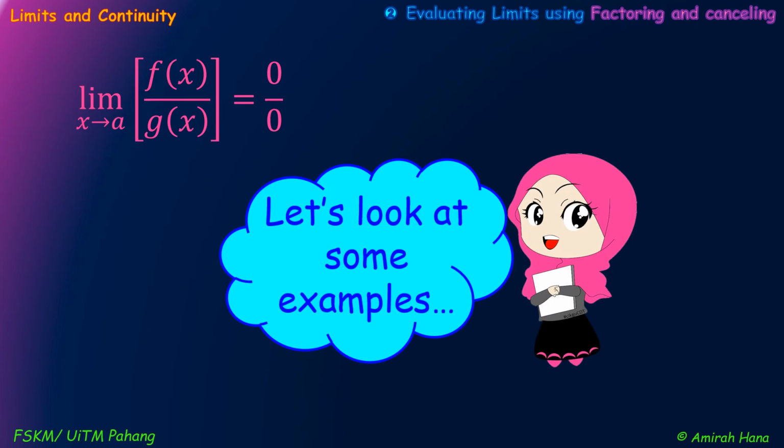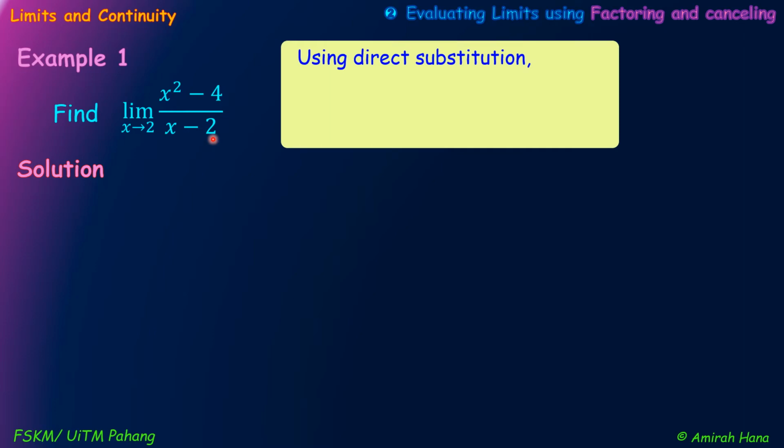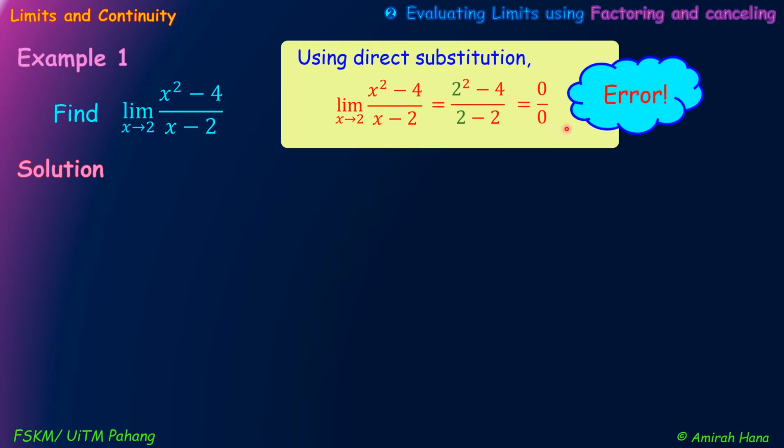Let's look at some examples. Now we look at example 1 under evaluating limits using factoring and cancelling. Find the limit as x approaches 2 of (x squared minus 4) over (x minus 2). Using direct substitution, we can solve this by plugging the value of 2 into variable x. So we get this, and after we simplify, we get 0 over 0. And remember, 0 over 0 is an error.